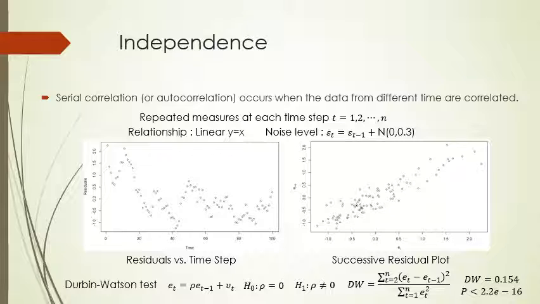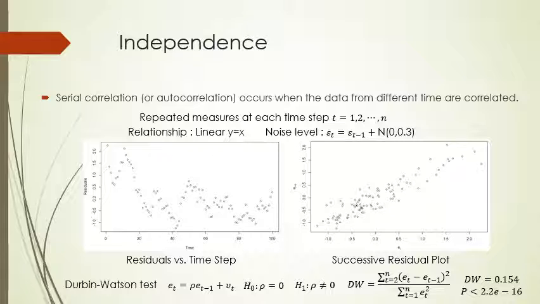The residual plot against the time step has a pattern with long sequences of points as an indication of serial correlation. Also, we may plot successive pairs of residuals, as in the second graph. The positive correlation is again a clear indication of serial correlation.